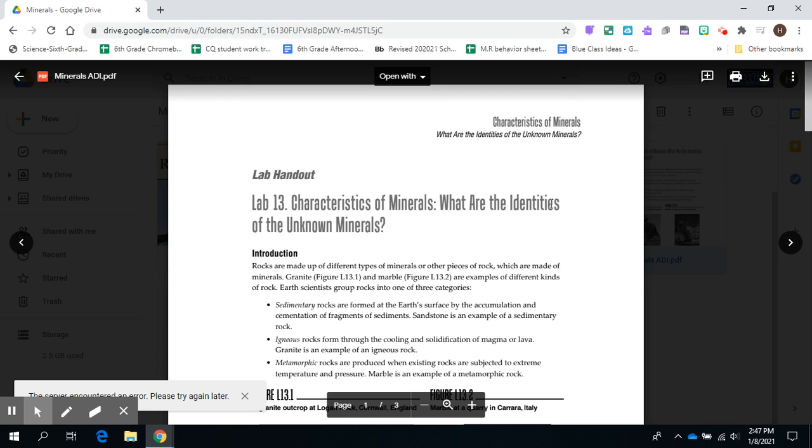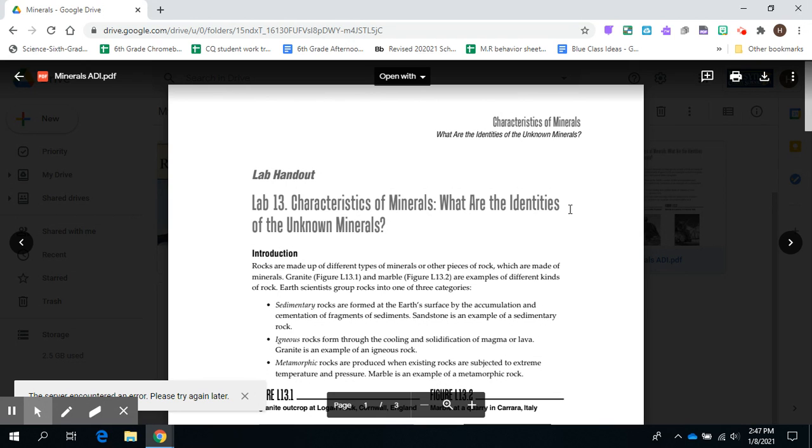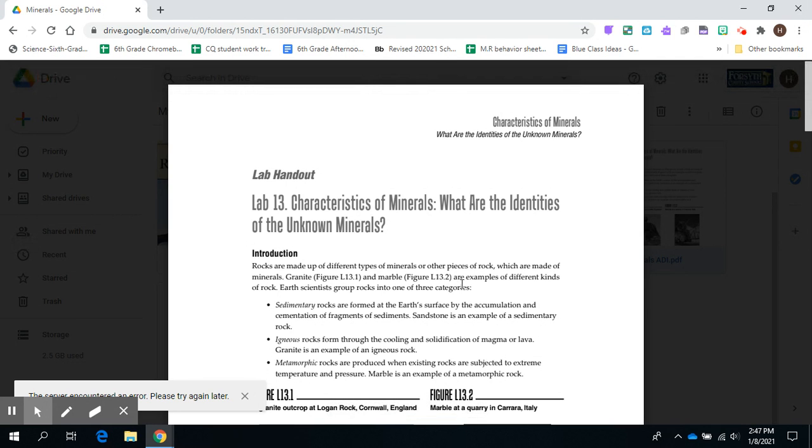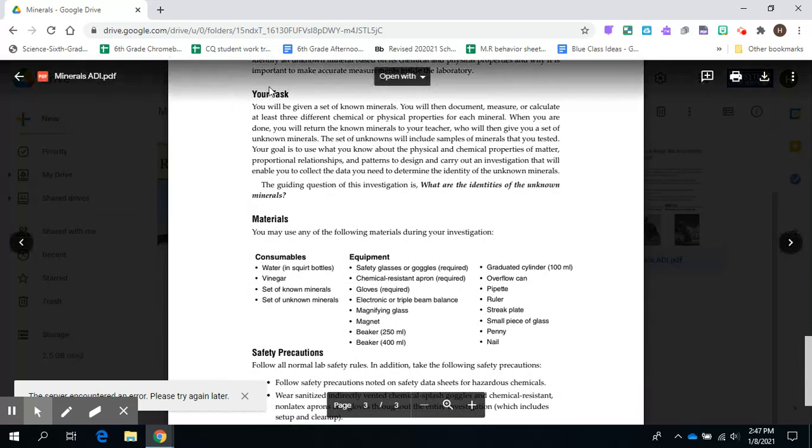Alrighty, so we are getting into our ADI of minerals. I'm going to read a little bit of this to you. I'm just going to read the most important parts so you get the gist of what this activity is and what will be expected of you when you return to class. So we're going to scroll down and we're actually going to look at the tasks first.